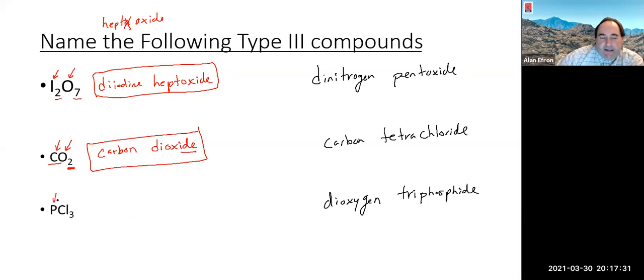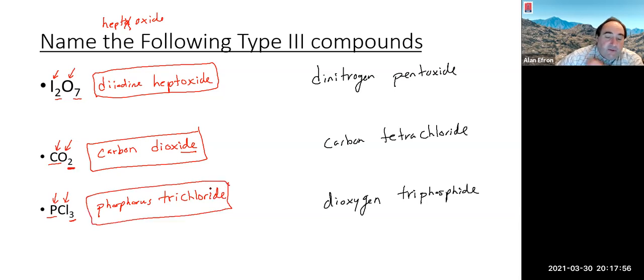Same thing here. We got phosphorus, which is a nonmetal, and Cl, which is a nonmetal. So we have 1 phosphorus, whose prefix is mono. Again, we won't use it on the first name, so this would just be phosphorus. And we have 3 Cl's. Prefix for 3 is tri, and chlorine gets the IDE at the end of it. So phosphorus trichloride. Any questions on those 3 names?